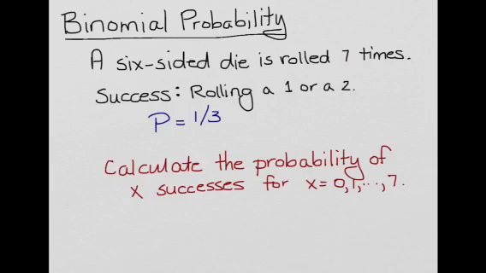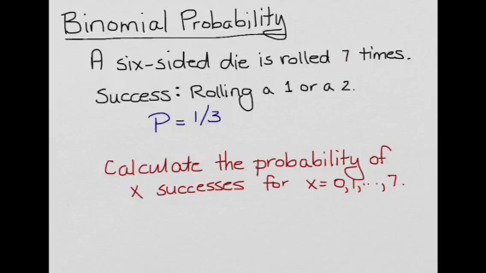So since success is rolling a 1 or a 2, then every time we roll the die, we have a 1/3 probability of success. So we always have the same probability of success because every time you roll the die, we're starting fresh. So 1/3 probability of success because we could get either a 1 or a 2 out of the 6 possibilities. That's 2 out of 6, which simplifies to 1/3.